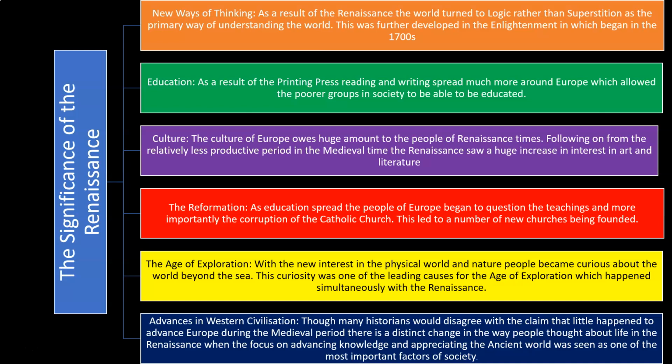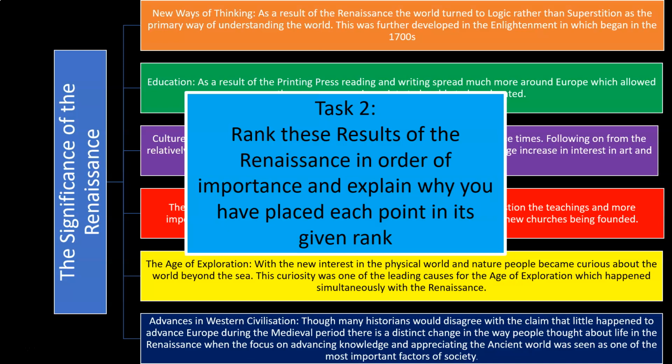So I will invite you to pause and read through these individually by yourselves, and of course use the booklet. The last task for today, and there are only two tasks for today, the reason being that I want you to spend a good bit of time on each of them. The second task for today is to rank these results of the Renaissance in order of what you believe to be the most important, and then explain why you've placed each point in its given rank. Essentially, you have 6 different results from the Renaissance. You might say, okay, education is the most important result of the Renaissance, here's why I think that is. And the second most is the Age of Exploration, because they discovered this, here's why I think that is.